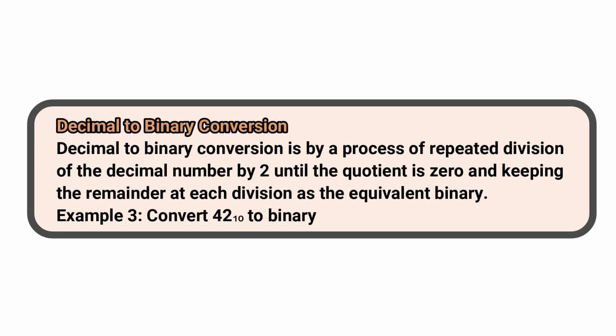Now, another type of conversion is from decimal to binary. Decimal to binary conversion is by a process of repeated division of the decimal number by 2 until the quotient is 0 and keeping the remainder at each division as the equivalent binary. An example of converting from decimal to binary is given below.